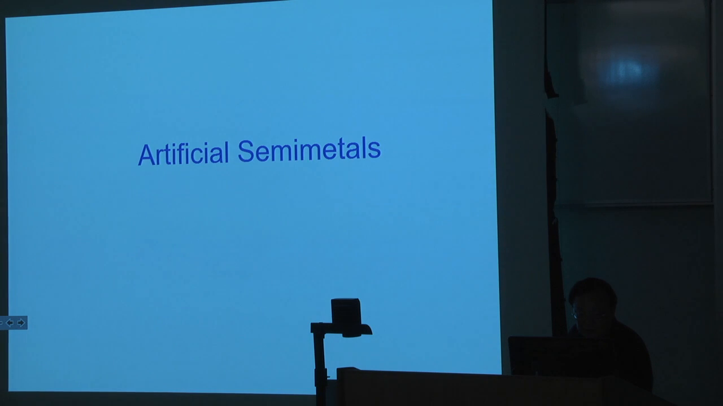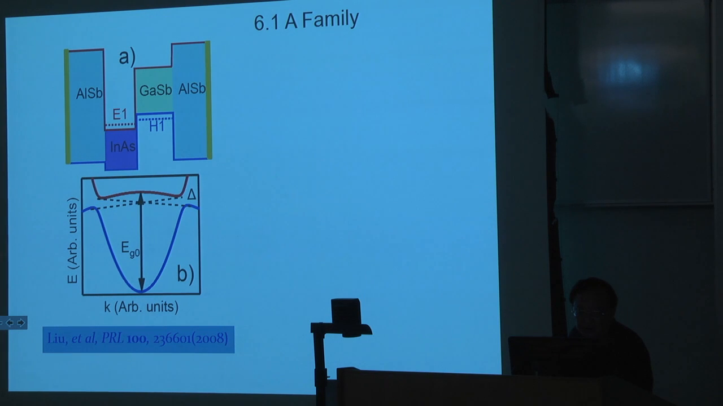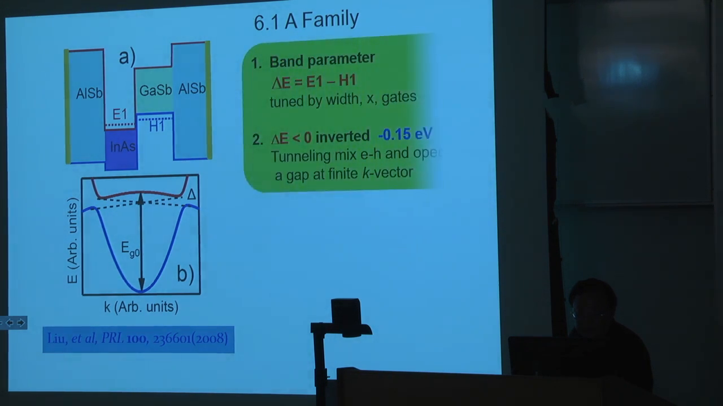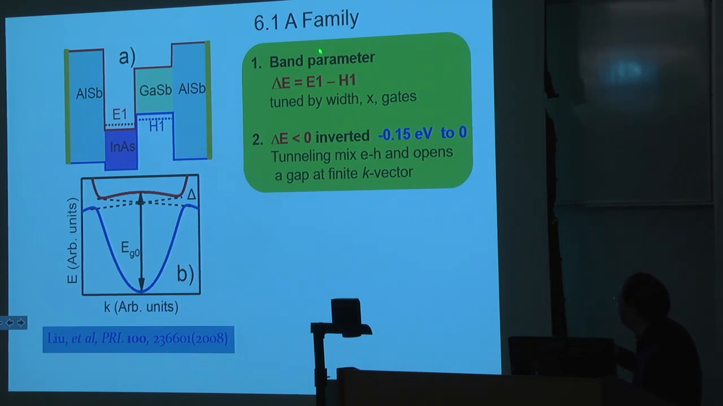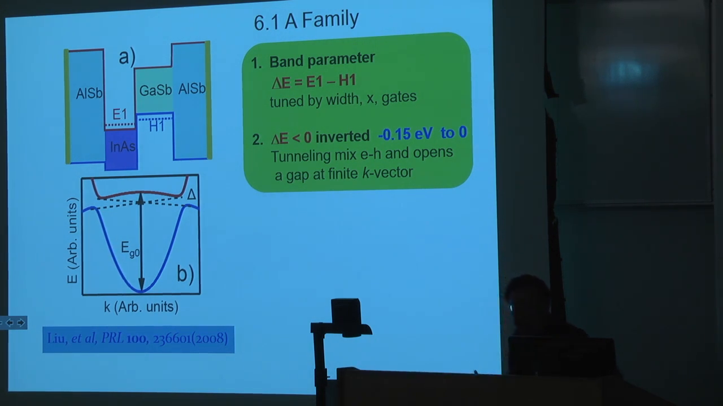So now our experiment actually shows this really happens in this way. By the way, this material is called the 6.1 Angstrom family, because the lattice constants of these compound semiconductors are approximately 6.1 Angstrom. And also, these are very useful materials for infrared detectors, because you can change the gap energy by artificially changing the growth conditions and other things.